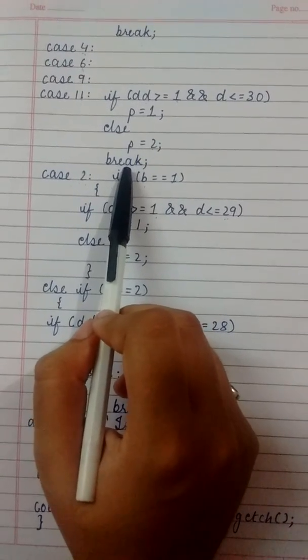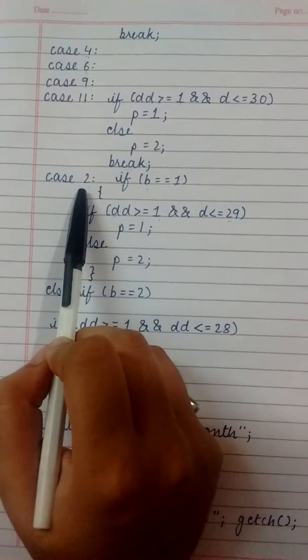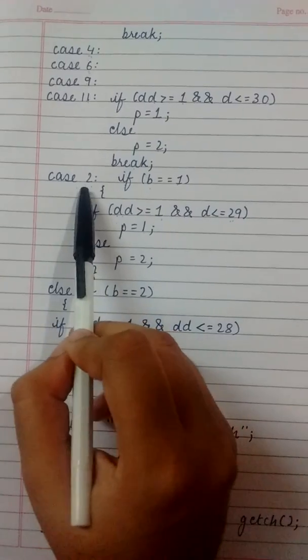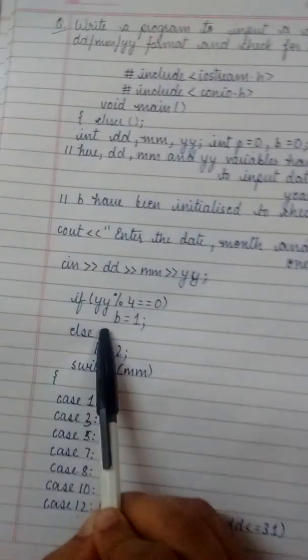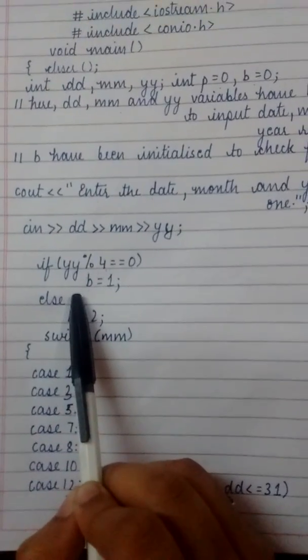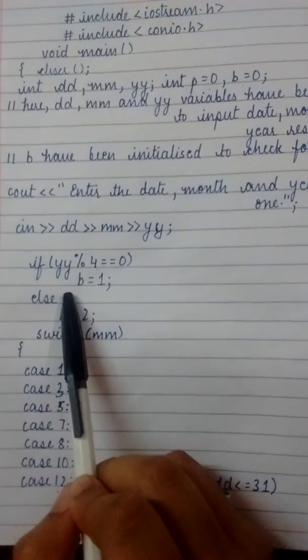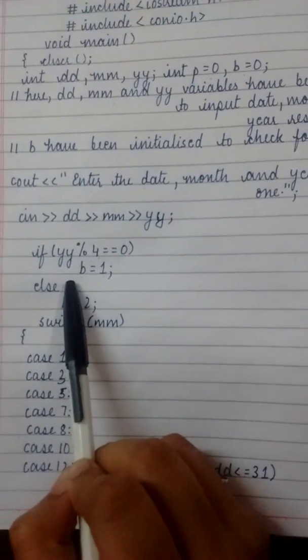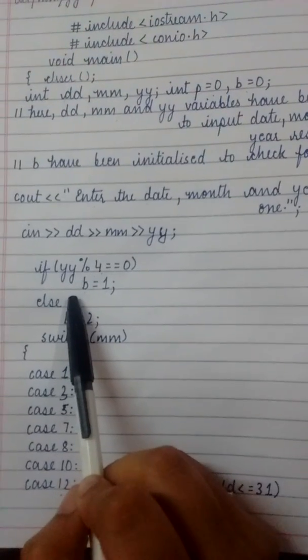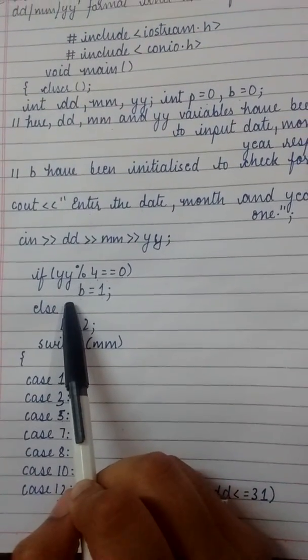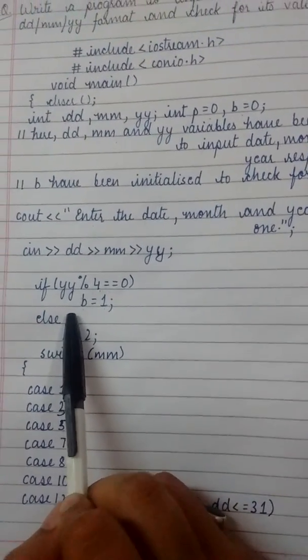Now to check for the conditions of February, I have used case 2. This was the reason that here I have actually checked whether the year entered by the user is a leap year or not, because I know that February has 29 days in a leap year and in a non-leap year it will have 28 days only.